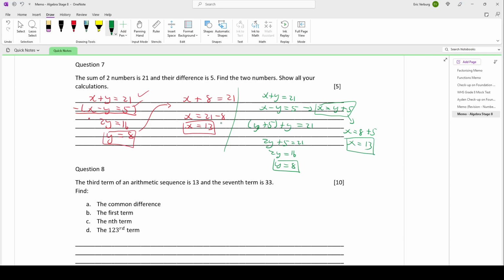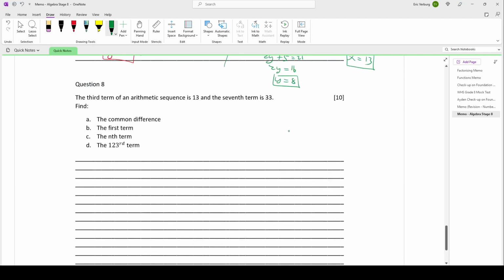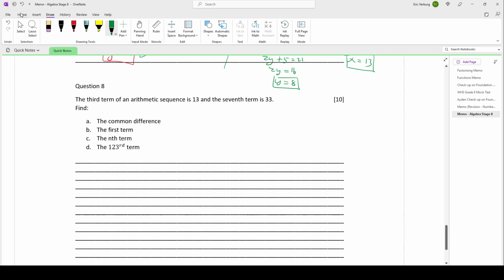So we see we get the same answers as what we got over there. So the red one here was the elimination method. The green one here was the substitution method. Okay, last question. Split into 4 parts, A, B, C, and D.